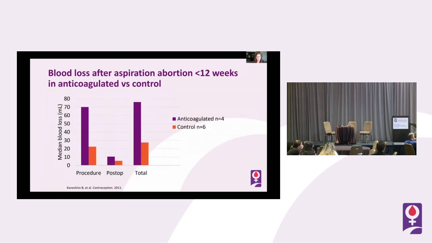We really have no data on procedural bleeding amount for aspiration abortion for those with bleeding disorders, but we do have this limited data in the setting of anticoagulation demonstrating that bleeding is probably more than double compared to non-anticoagulated, but still under the threshold that's considered hemorrhage. Pretty small numbers though.